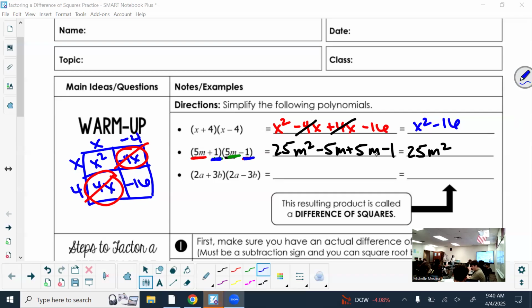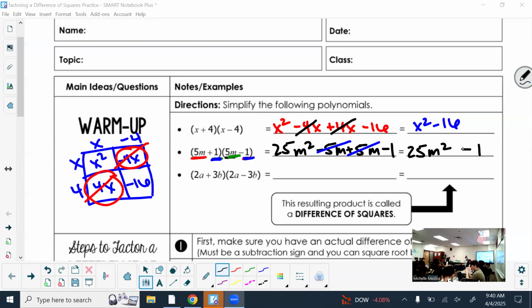What do I get when I combine those, class? 0, because they cancel out completely. -5 plus 5 is 0. 0 times m is 0. So this cancels out completely. My final answer is 25m squared minus 1.